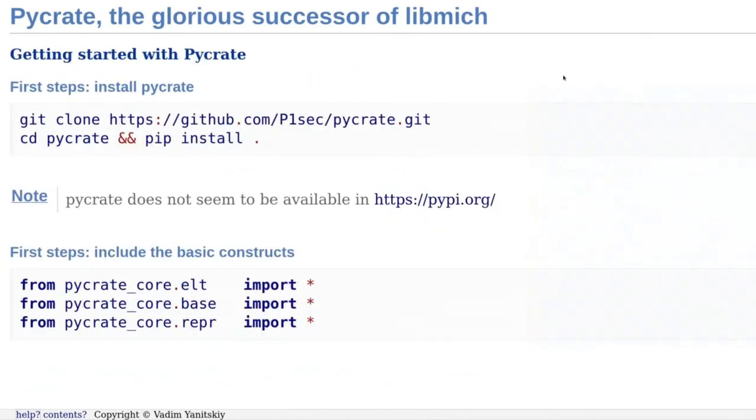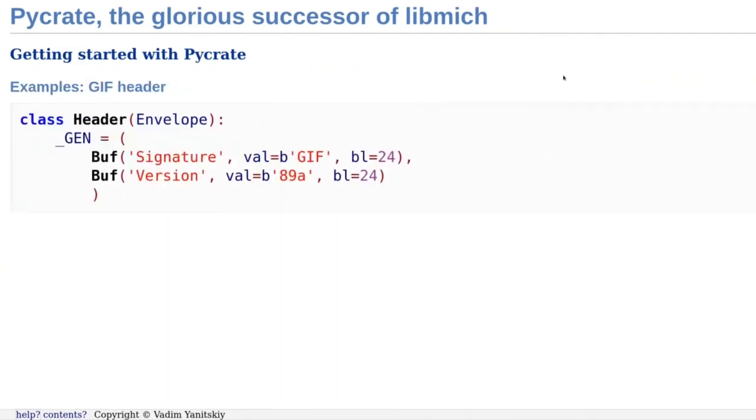Anything would work. And in case you want to try something with this nice framework, it's unfortunately not available in the Python repository, but you can easily install it with pip still. And before you start writing the actual definitions, it's always a good idea to include most of the basic construct elements. And here we have a very simple example of the GIF header, GIF image header. You have those famous GIF89a in the header. So you also pay attention to the BL argument.